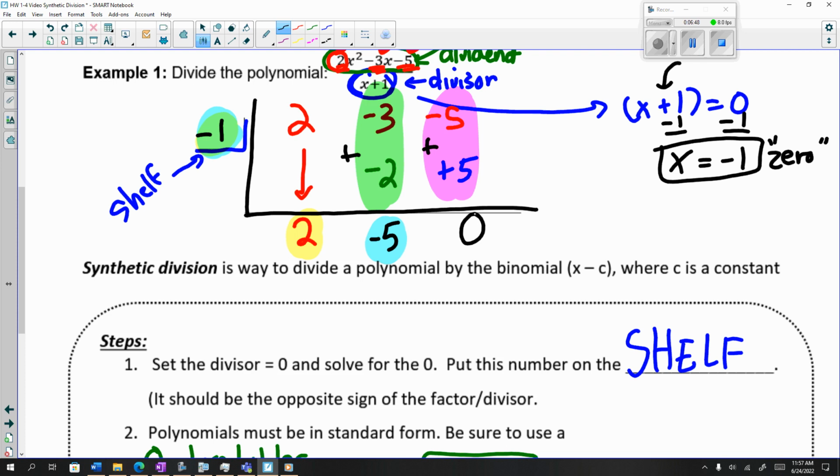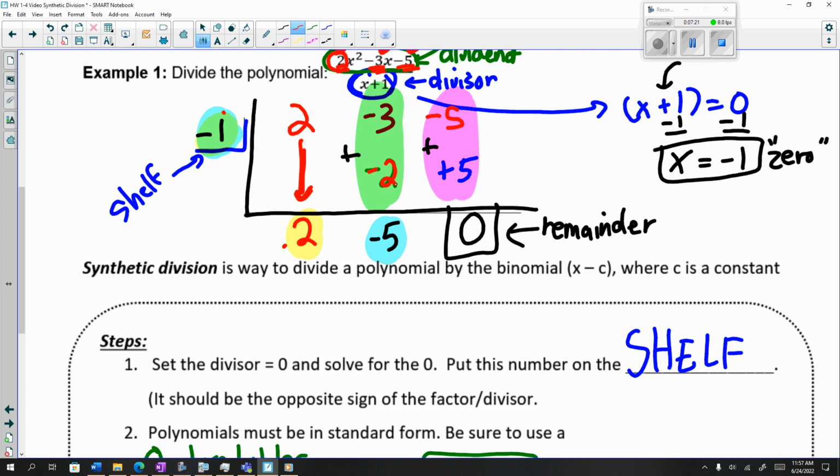Nice. So this 0, that last number, is going to be the remainder, which means that there's no remainder, which means that x plus 1 went in nicely into 2x squared minus 3x minus 5, which means that it is a factor. So first thing I want to do is sum up the steps that I did. The first thing I did was bring down the 2, and then I multiplied, and I put it here, and then I added down the column, and then I multiplied, and then I added down the column, and then I was done.